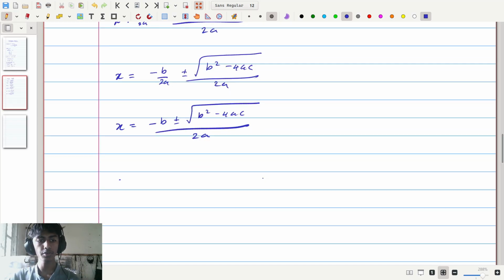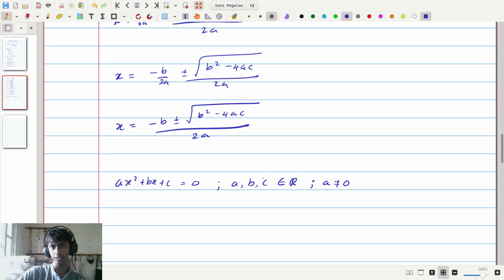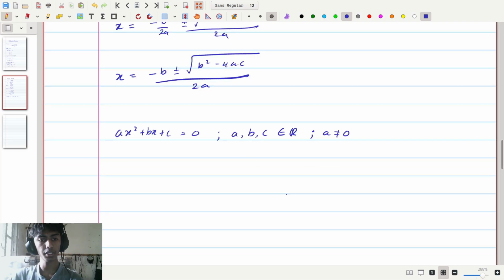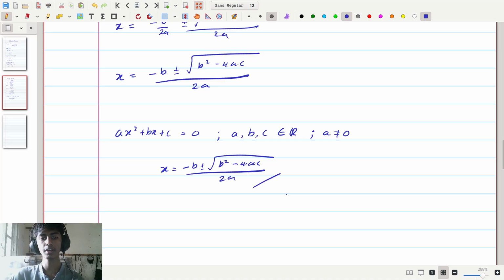We have proven that if we have ax squared plus bx plus c equal to 0 for a, b and c being real numbers, any real number, we're going to keep it as real numbers for now, and we had the condition that a is not equal to 0, which means we can divide by a, then we found that the two possible solutions for x are x is equal to negative b plus or minus the square root of b squared minus 4ac whole thing divided by 2a. Hence, we have proven the quadratic formula.